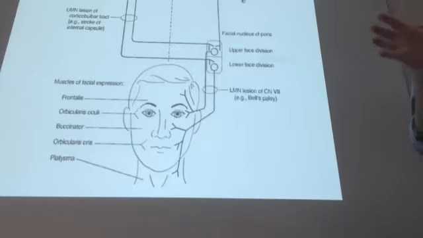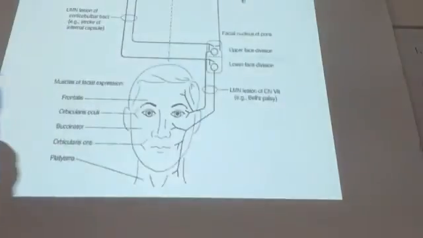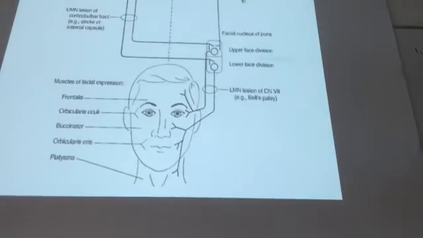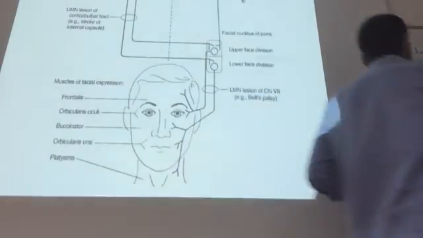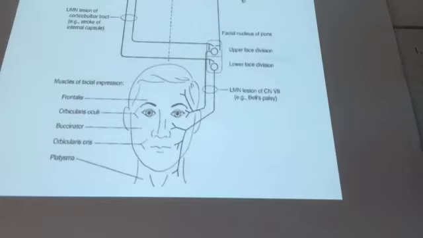Yeah, can you repeat it? Okay. So you have an upper motor neuron. Thanks. This is beautiful, so I'm not going to erase that. Okay.